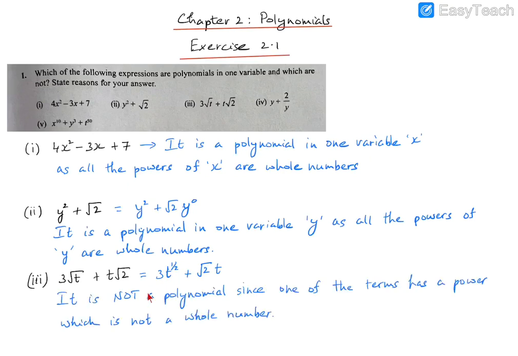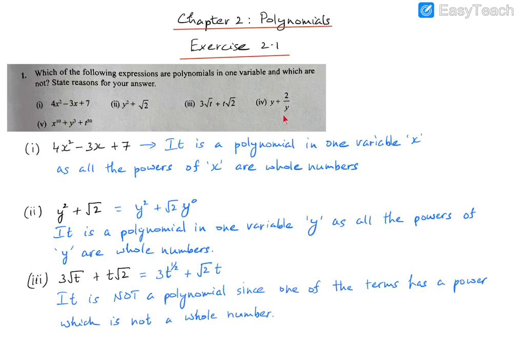So we clearly see in this expression, t power half, the power of this particular t, the first term, is not a whole number, and therefore it is not a polynomial. The second term is satisfying the condition for the polynomial. However, the first term is not satisfying. It has a power which is not a whole number. The second term has a power of 1, which is a whole number, but even if one term is having a power that is not a whole number, then that expression is not a polynomial.